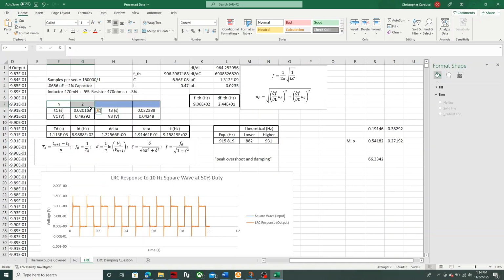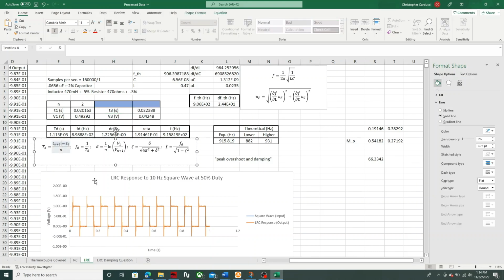Anyways, number of cycles, T1 V1, T3 V3. This will be T1 and Tn plus 1, right? If you guys remember that. So here are the relevant equations that you'll end up using. I believe they are correct. I'm hoping they are correct.